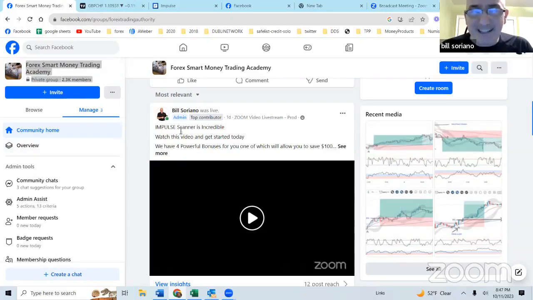And last night I told you we were going to start, for the rest of the month, just tracking all of the impulse scanner trades. Impulse scanner is the scanner we now have access to with our community.